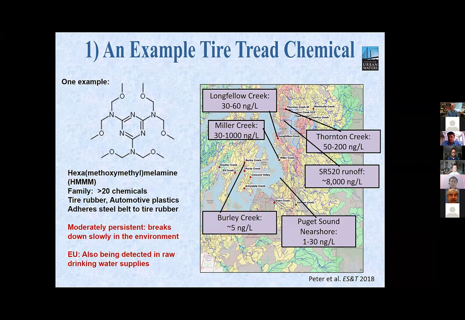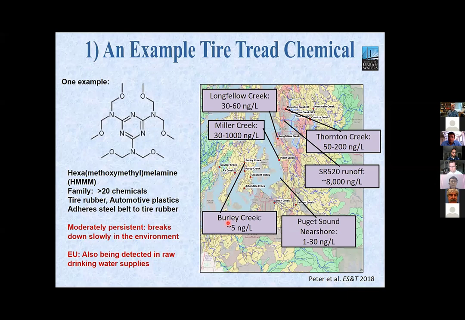But if you look at a busy multi-lane highway, like State Route 520, over here in the middle, hexamethoxymelamine, or HMMM, is present in that runoff at something like 8 micrograms per liter. So a pretty high concentration for a trace organic contaminant. Urban receiving waters like Thornton Creek might have it up to a couple hundred nanograms per liter.